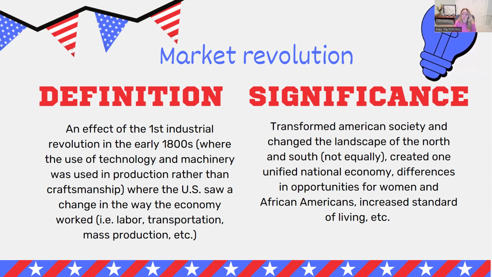So the market revolution completely transformed American society, changing the North and South very differently. It does create one unified national economy, because we start creating more technology and infrastructure to link all of us together. It allows regions to specialize more, and then you can just ship your stuff to each other. It gave more opportunities for women, like I said, in small doses, like the Lowell system. It gave different opportunities for African Americans, because this is where the cotton gin is created, and that increased the demand for slaves. So it's not necessarily an opportunity, but it does change their life. It does increase the standard of living for everyone. So the market revolution is more about how society is transformed as a result of the technology from the Industrial Revolution.